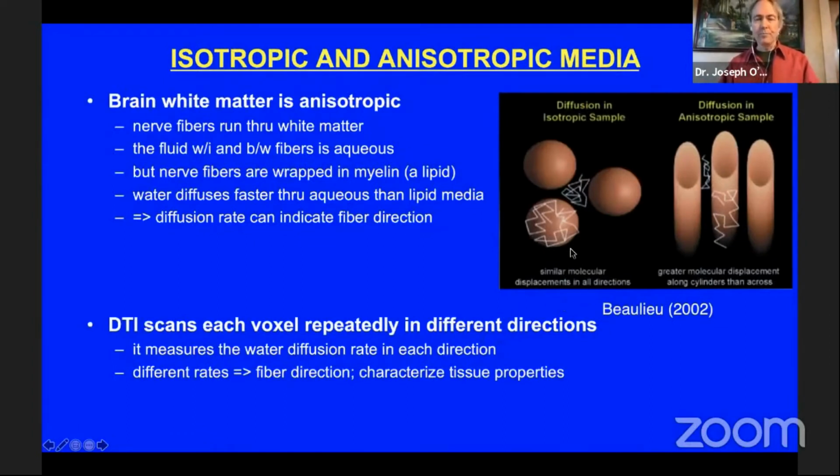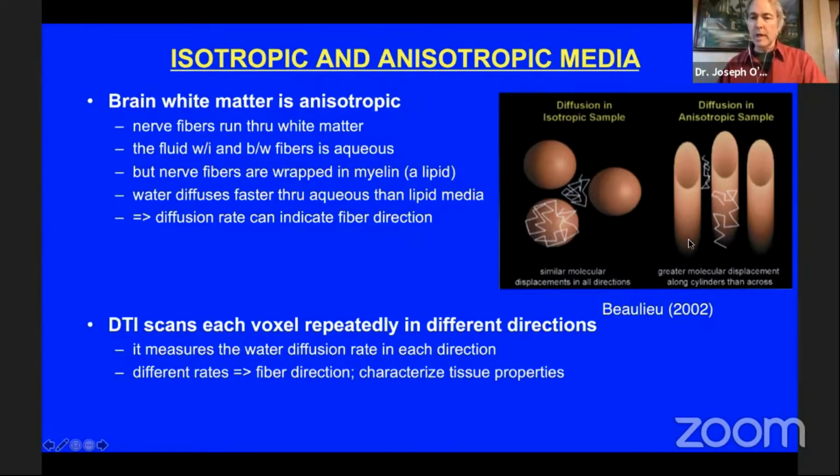And if we look at the cartoon over on the right here, we can understand this process a little better. Diffusion is different in isotropic media versus anisotropic media. An isotropic medium is a medium that has the same properties in all directions. That's supposed to be represented by this ball here, like a glass of water sitting on the table. The water molecule doesn't care if it diffuses up or down, left or right, or forward or backward. It's the same properties in all directions, the same rate of diffusion in all directions represented here.